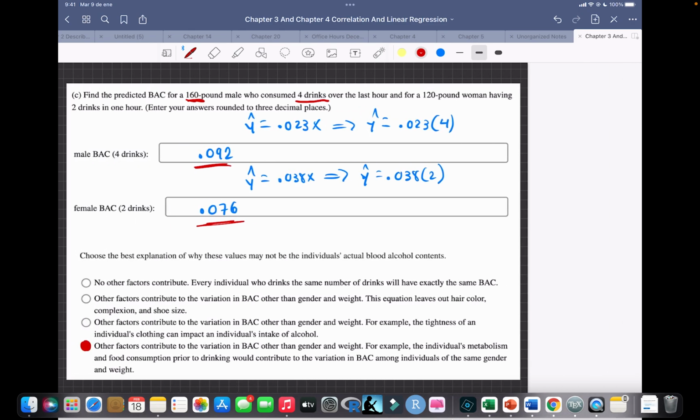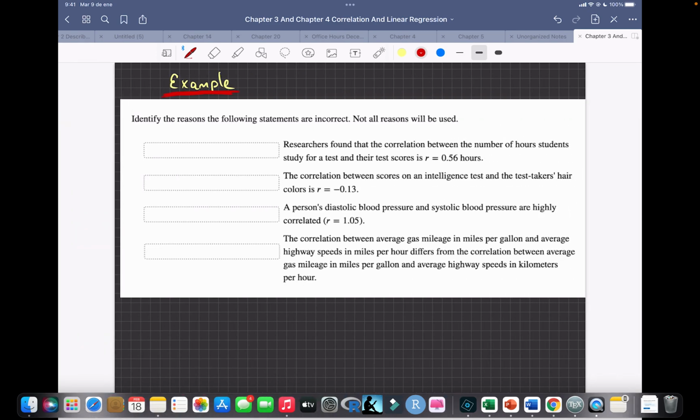We're done with this problem, and this one is the last one, from the worksheet. You have to take into account something that I have to mention about correlation. It says, identify the reason the following statements are incorrect. You're going to have several options to choose from, but I'm going to let you know why each one is wrong.